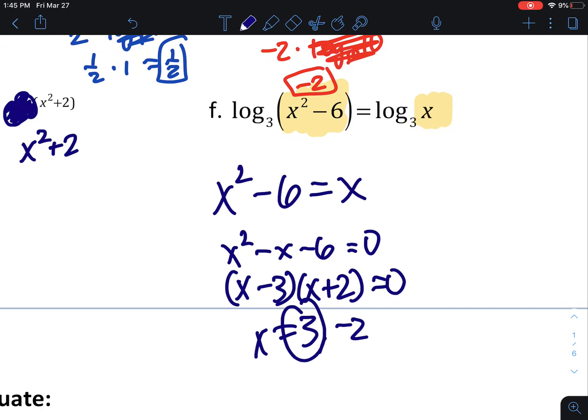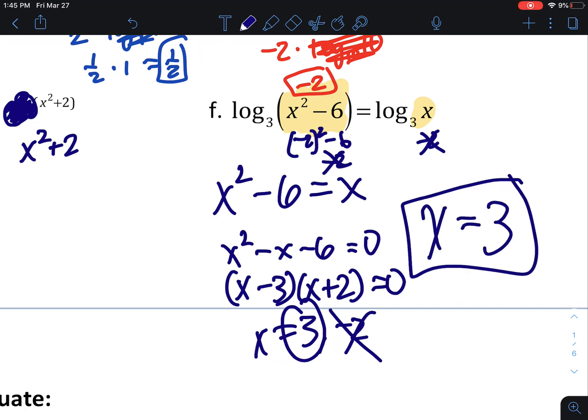So let's check. Let's try 3. Plug in 3. 3 squared is 9. 9 minus 6 is 3. And if you put 3 on the other side, you get 3. So it works. You get 3 on both sides. It's positive. You're good. What if you plug in negative 2? Here, on this side, you technically get negative 2 squared, which is 4, minus 6, which is negative 2, no bueno. And on this side, you just get negative 2, also no bueno. So negative 2 is no good. 3 is the only answer to this problem. Can't have negatives inside the logs.